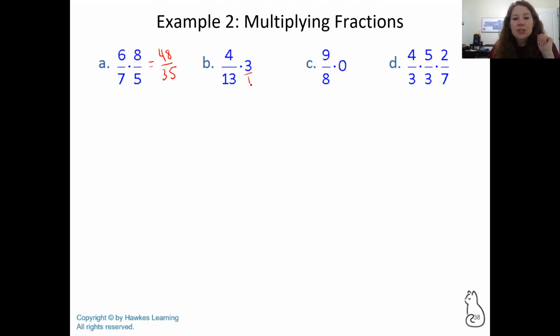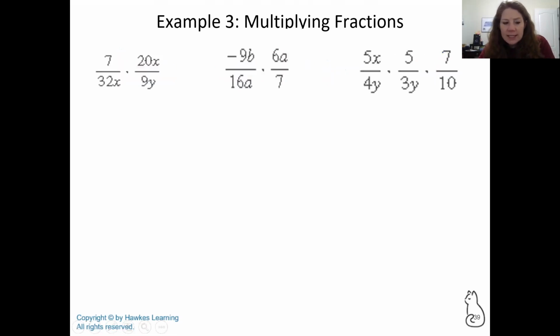This one I'm going to turn the 3 into 3 over 1. So 4 times 3 is 12, and 13 times 3 is 13 times 1. Anything times 0 is 0. And then the last one, I can't quite see. Well, I'm going to move on anyway.